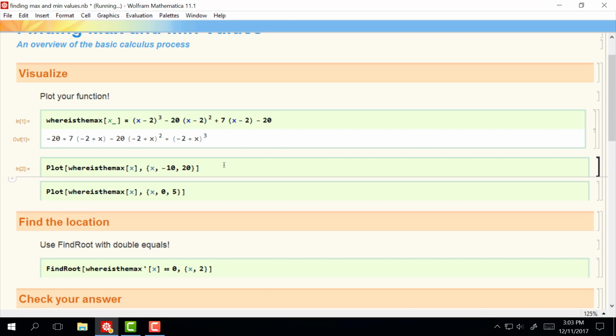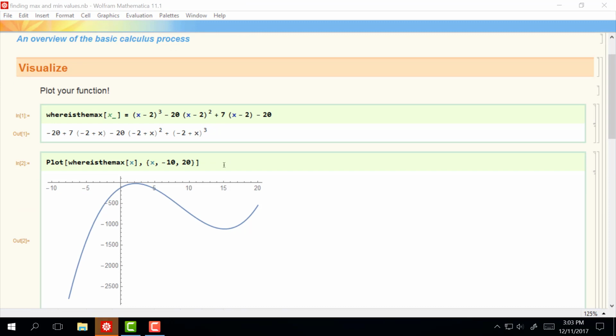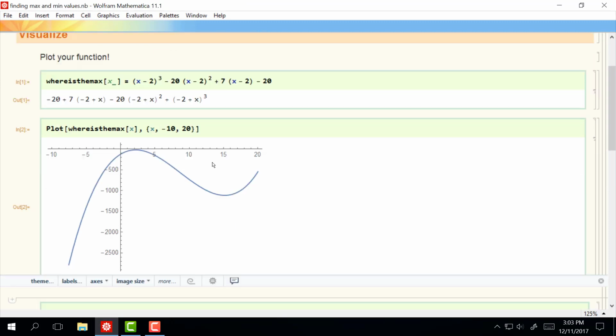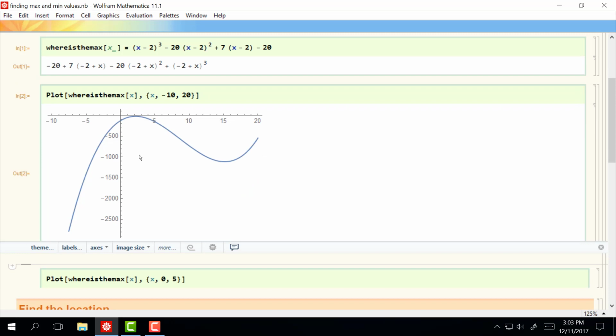From the plot, I will be able to get an idea of where the max or min is, and then we can go ahead and find the more exact location that we will be looking for when we grade your assignment. I can see that there is a maximum around this location here, and I can change the domain of my plot to zoom in a bit more.